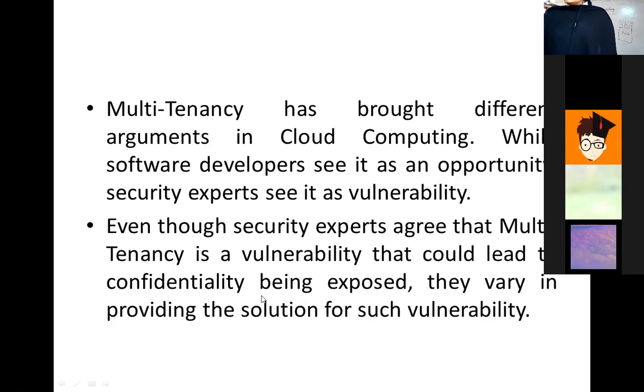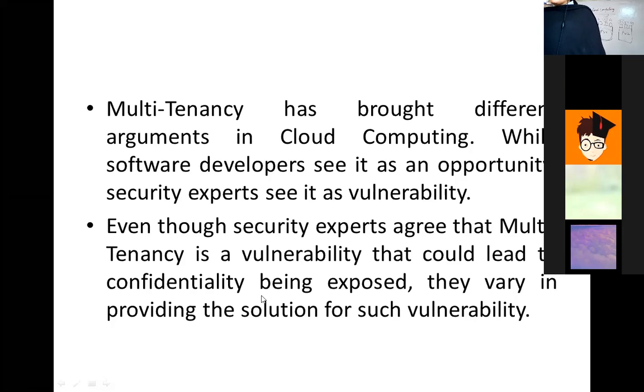As I already told you, multi-tenancy has brought different arguments in cloud computing. Some developers feel that multi-tenancy should be promoted, and others feel that it will lead to security lapses. Security experts feel that things are vulnerable, and the data is vulnerable to theft or any kind of loss.